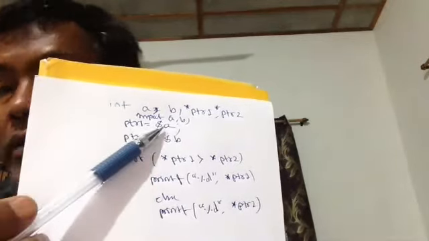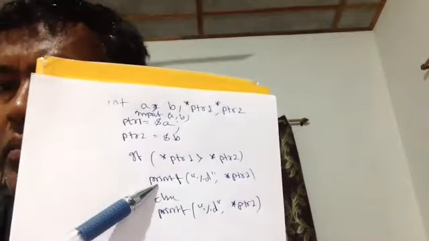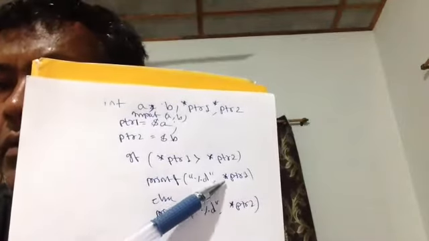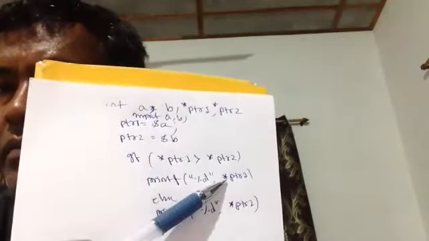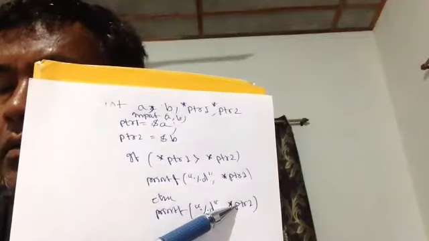So this is address of a, into star ptr1 means value of a. Value of a is compared with value of b. Okay, if it is true, printf whichever. If it is true means go for 1, else go for 2.